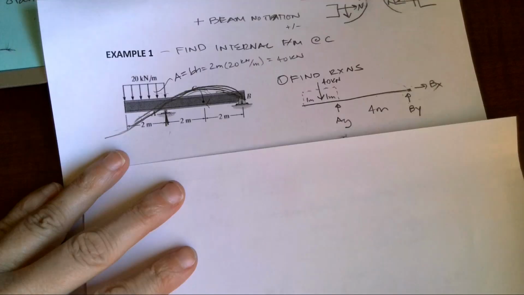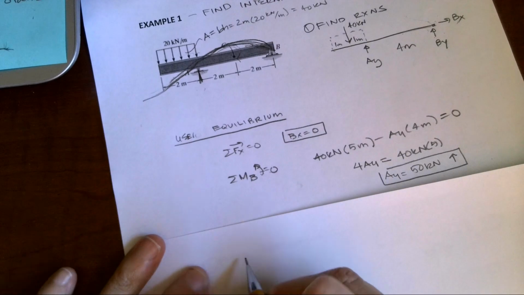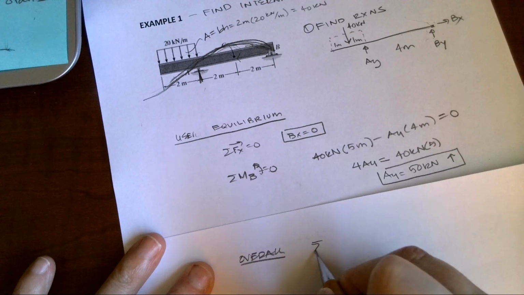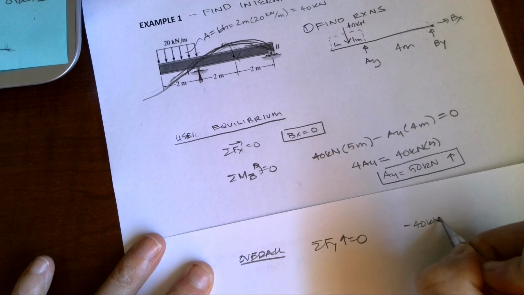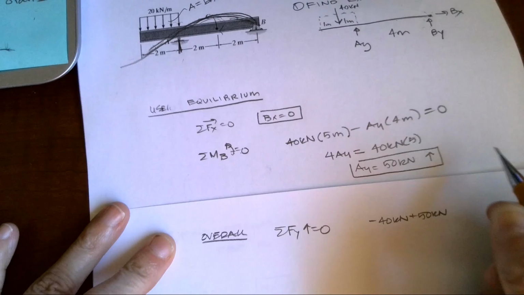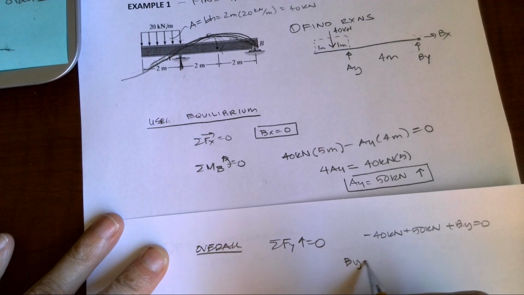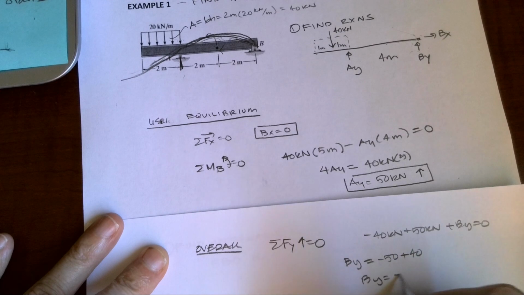So when we looked overall, we found that AY was 50 kilonewtons, so we can go back to our overall, and we can sum forces in the Y direction, and we're going to have negative 40 kilonewtons plus 50 kilonewtons plus BY equals 0. So we can find that BY equals negative 50 plus 40, BY equals negative 10 kilonewtons, BY equals 10 kilonewtons going down.